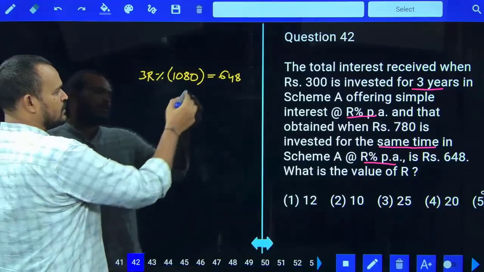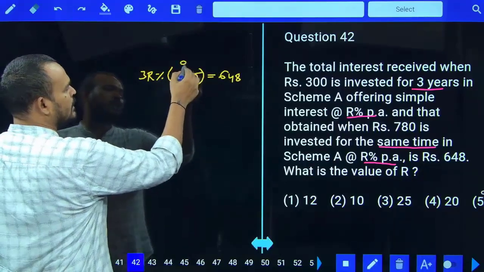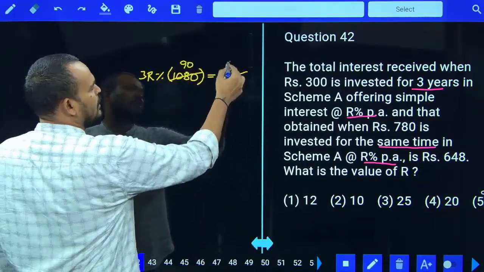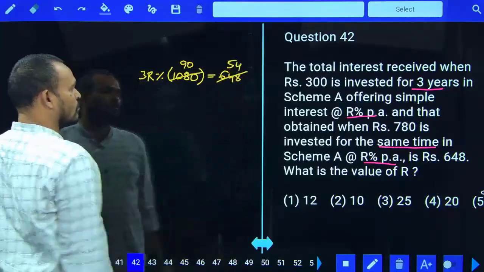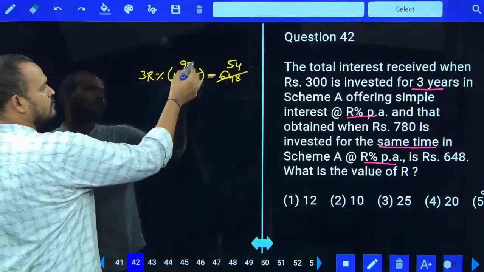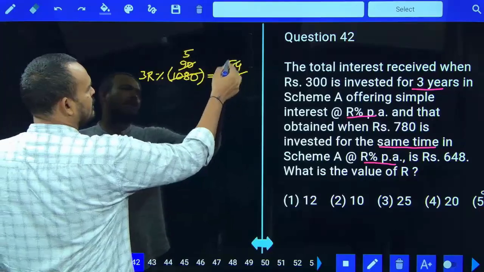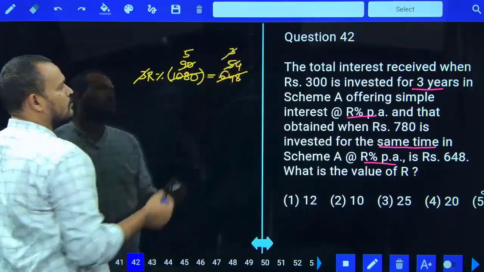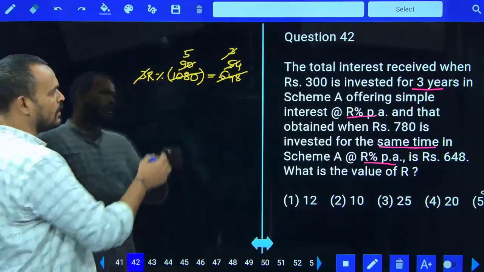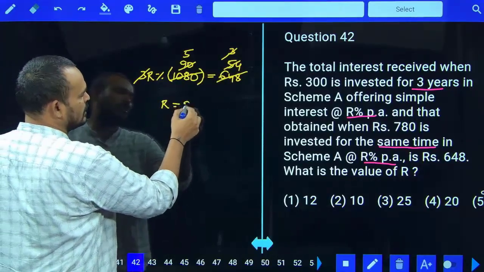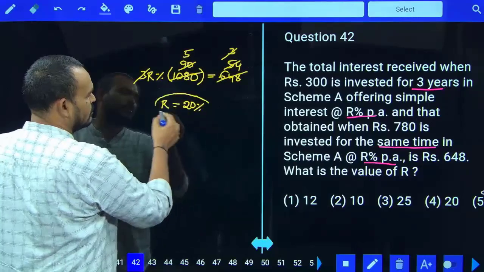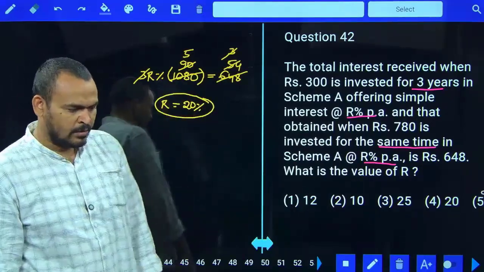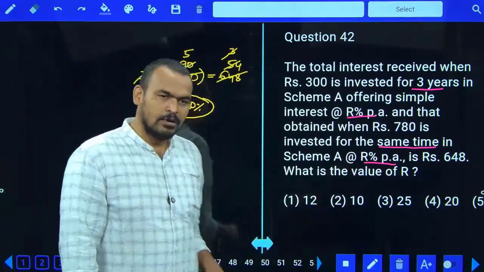First, 12 how many times? 9, 0. 12 how many times? 5, again 4. And here 18, 5, 18, 3. Then 3 gets cancelled. 5R% equal to 1 means R value is equal to 20%. R is equal to 20% per annum. Which option? First, fourth one.